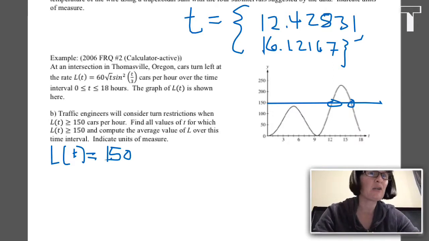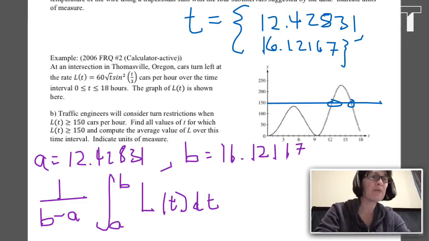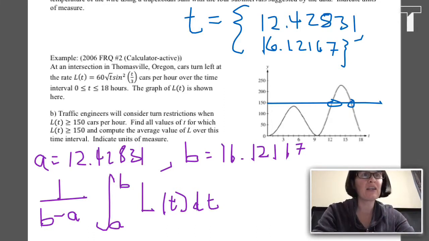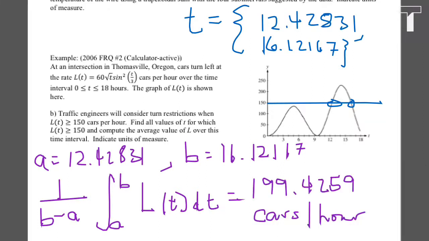The last part is I've been asked to compute the average value of L over this interval. So this is how I would write my final answer. I would define A to equal 12.42831, define B to equal 16.12167, and then write the expression 1/(b minus a) times the integral from a to b of L of t dt. That's the average value of L of t on the interval between those two numbers, where the rate of the left-hand turns is equal to 150. And when I use my calculator to simplify, to use fnInt, I get 199.4259, and that's cars per hour.